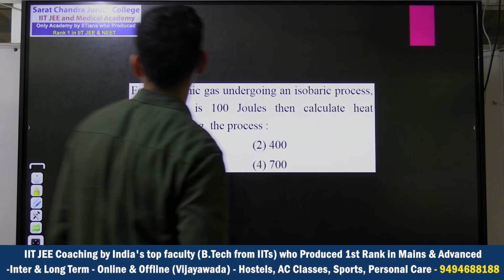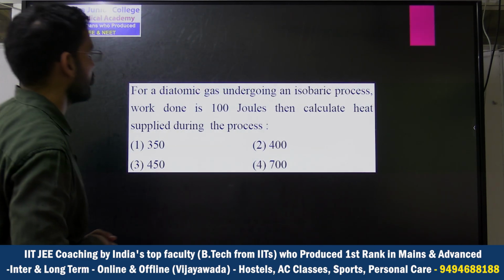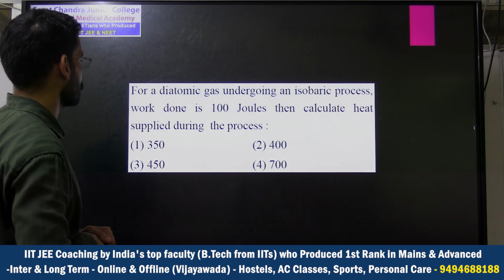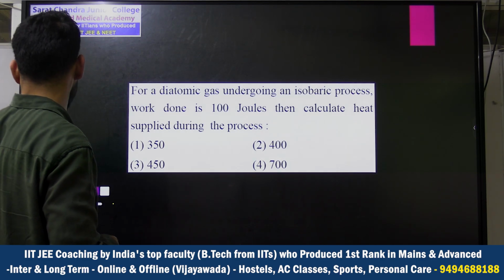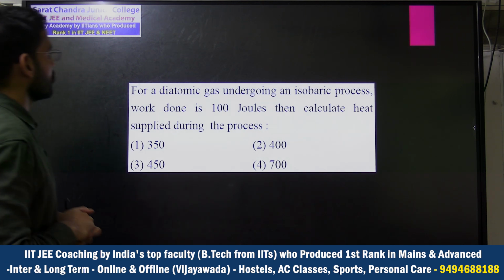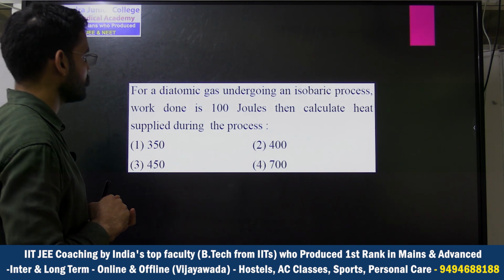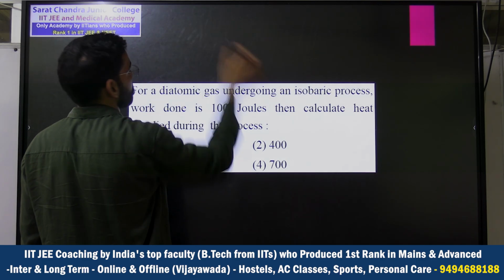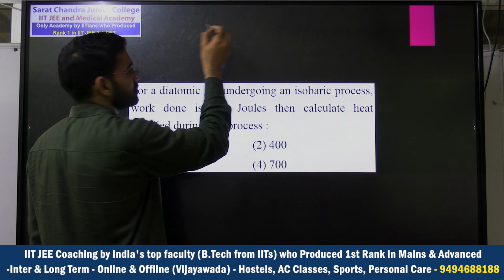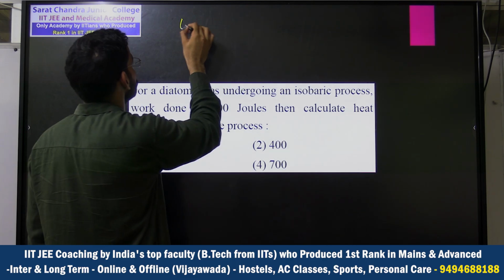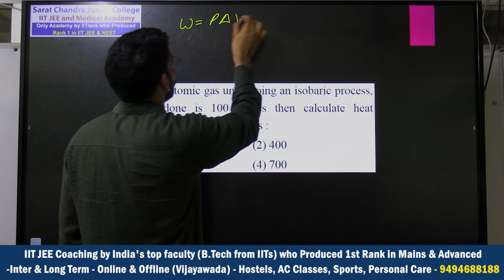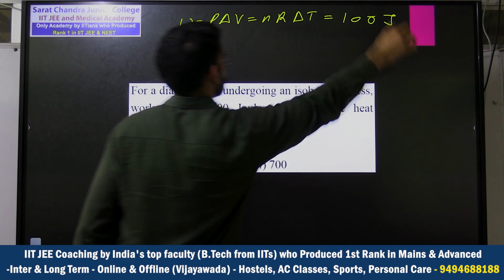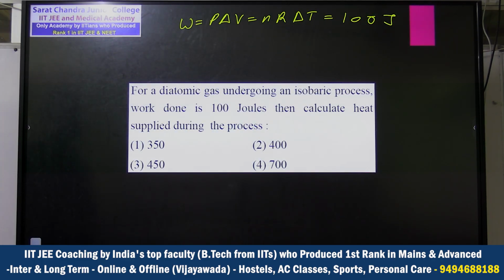Next. For a diatomic gas undergoing an isobaric process, work done is 100 joule. Then calculate the heat supplied during the process. Very easy. Diatomic gas undergoes an isobaric process. Isobaric process means pressure is constant, so work done is nothing but P delta V, or you can say n R delta T, and that is given to you as 100 joules. Now what is the heat supplied?